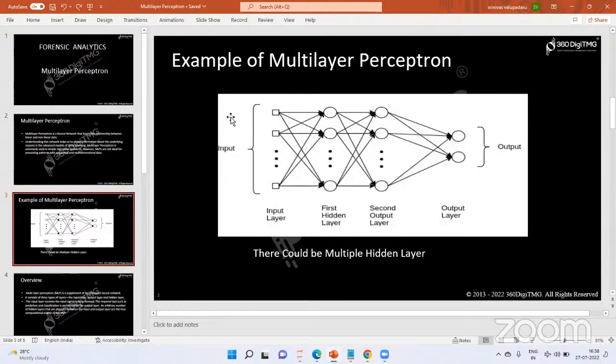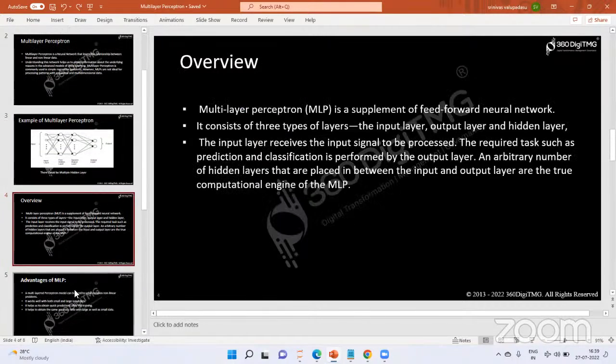Next are examples of multi-layer perceptron. This picture shows a multi-layer perceptron, where we have input variables and output, and you can see the hidden layers. The input layer is for passing the information, the output layer is for the output, and the hidden layers are responsible for data processing. It is a feed forward neural network consisting of 3 layers: input layer, output layer, and hidden layer.